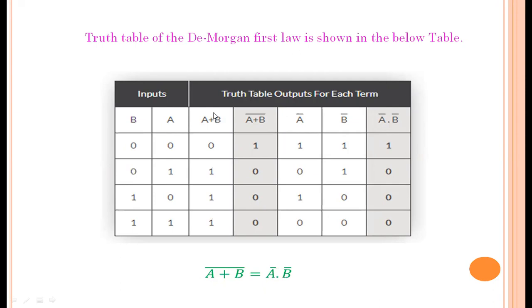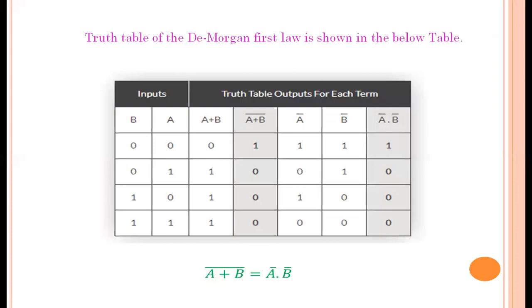So here we have to take A plus B. So 0 plus 0 is 0, 0 plus 1 is 1, 1 plus 0 is 1, and 1 plus 1 is 1, according to the OR gate. Now the complement of this, A plus B bar: complement of 0 is 1, and complement of 1 is 0, because we know complement is nothing but an inverter gate.